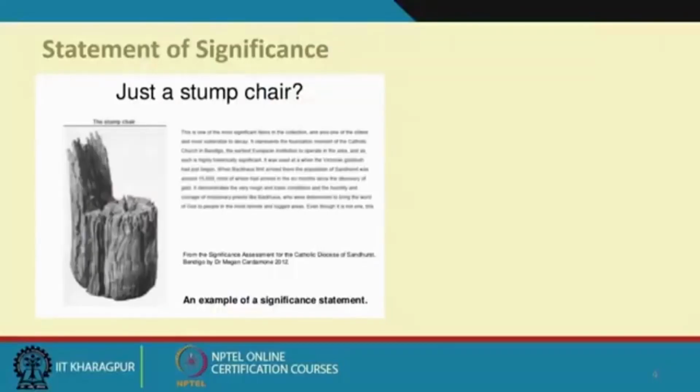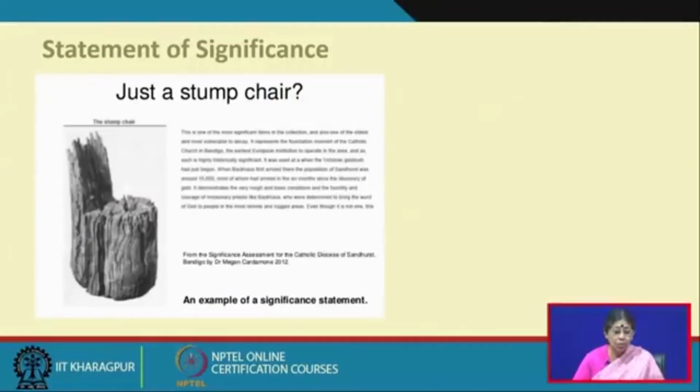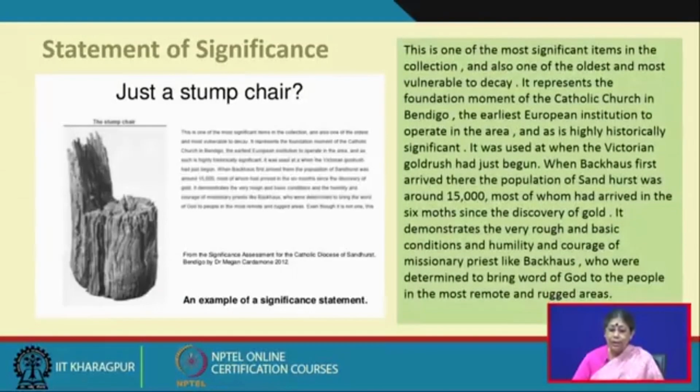Now, let me take an example of this chair, which is from Australia. This is just a stump chair. It looks like it is made out of a wooden block, and this is an example we will talk about: what the significance of this is and how it is expressed in a type of statement. I will just read out what is written there, because it is not very legible. So, what is the statement saying?